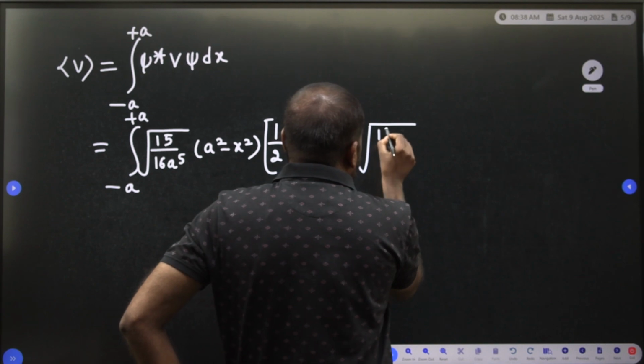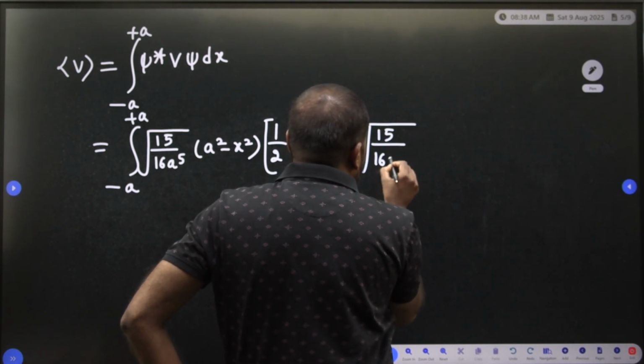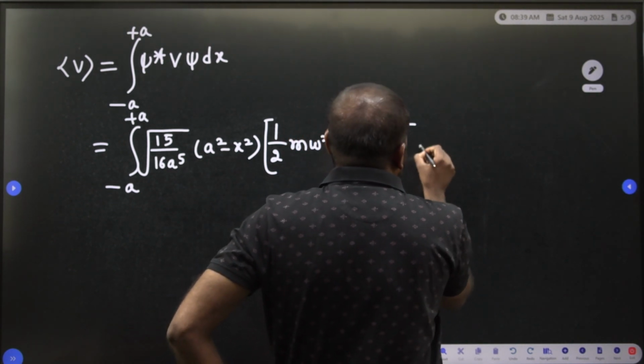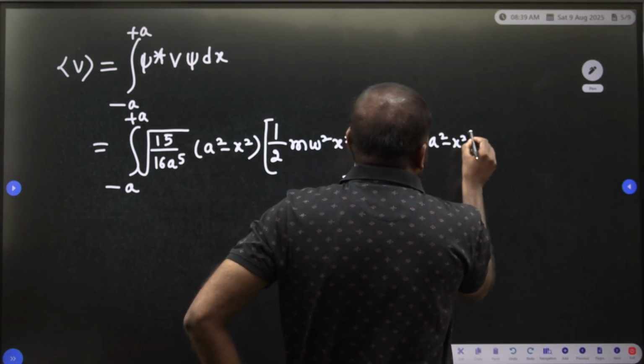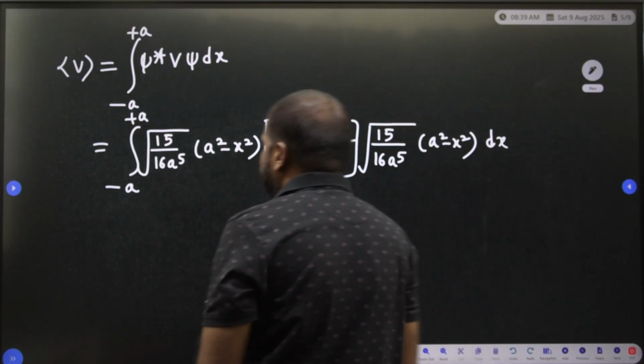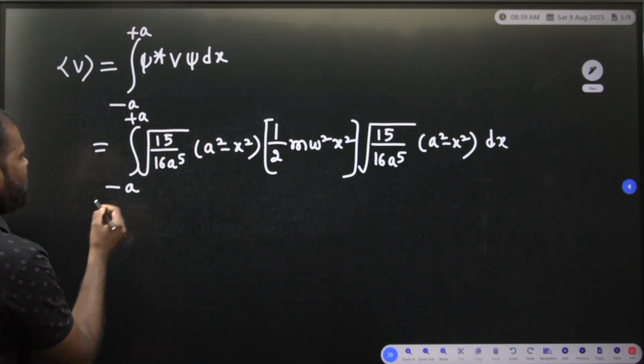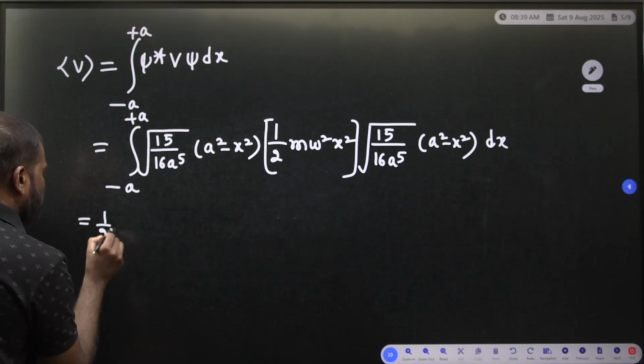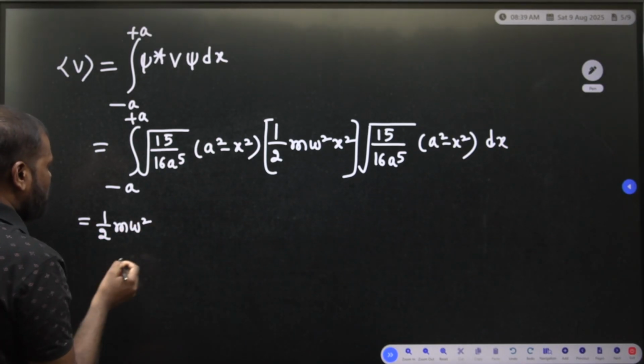Again you have to take root 15 divided by 16 a to the power of 5 into a square minus x square into dx. This is the potential energy. So, the constant terms, 1 by 2 m omega square, you have to take outside.